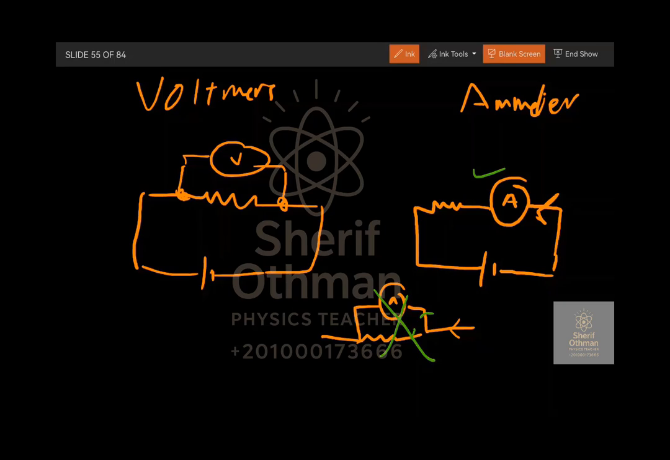Ammeter and voltmeter, guys, are 2 devices which are developed or modified from a certain device called a galvanometer. What is the galvanometer? A galvanometer is a small device that measures small currents. To measure small currents, you use a very sensitive device, which is called a galvanometer. It only measures the current. This galvanometer can be changed into an ammeter or a voltmeter.